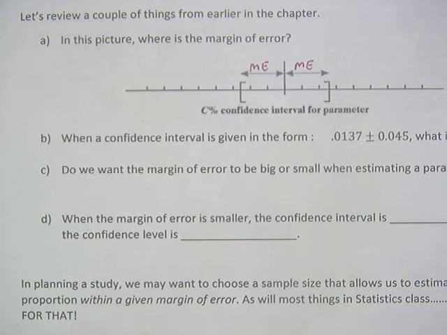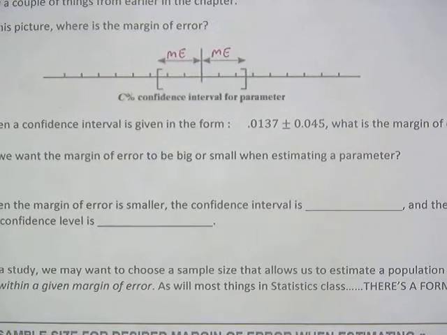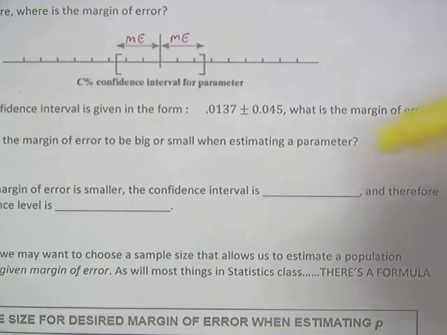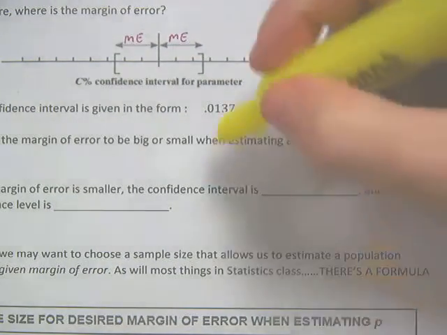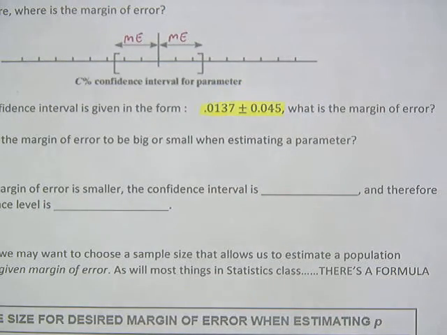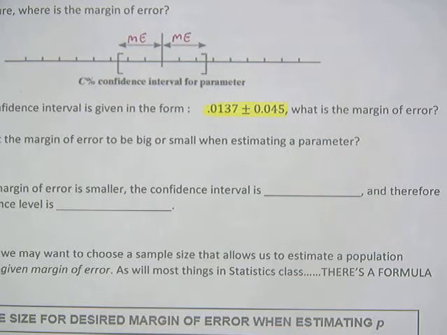Now, part B, when a confidence interval is given in this form. Here's what my Blue Day kiddos kind of struggled with. And again, I don't think I taught this very well. When you are given a confidence interval in plus-minus form, and that's the form you'll see on your test, I'm trying to get you comfortable with that. Which of those two numbers is the margin of error? Is it the 0.0137 or the 0.045? Is it 0.05? It is the 0.045.